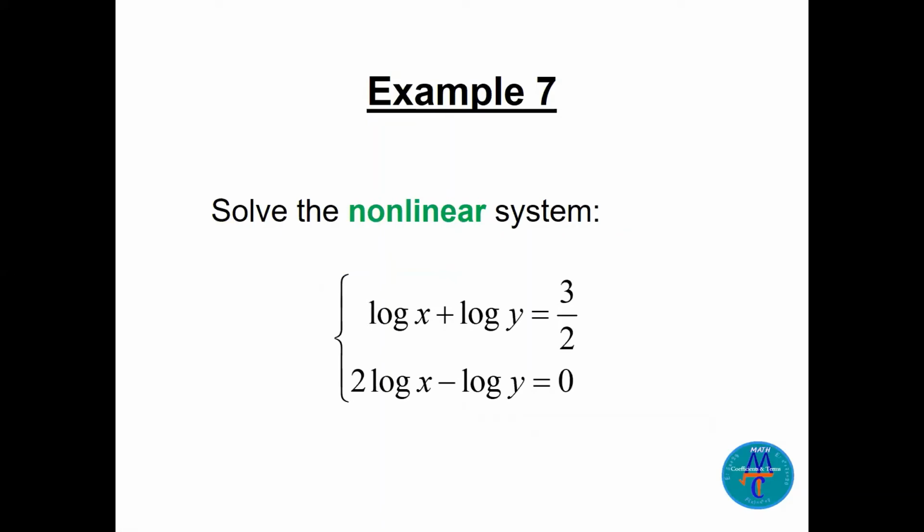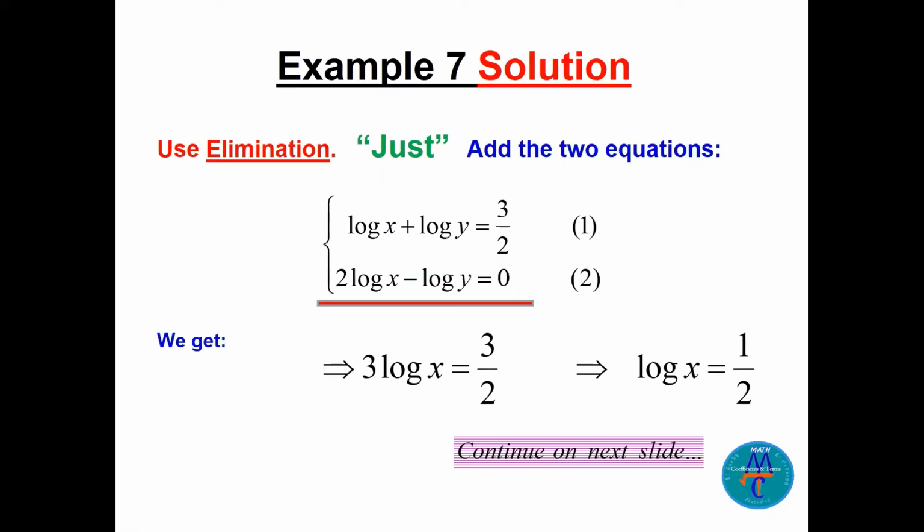Let's go back to the algebraic way. Solve the nonlinear system. Log of x plus log of y is equal to 3 over 2. Second equation will be 2 log of x minus log of y is equal to 0. I think this is so easy. By looking, you can directly add the equations and use elimination. Just add the equations, they are ready. You don't have to multiply by anything.